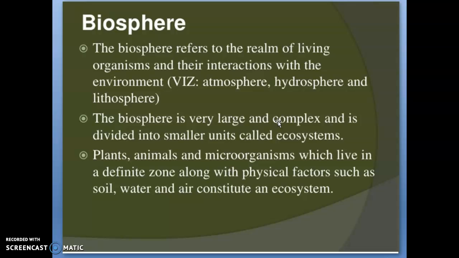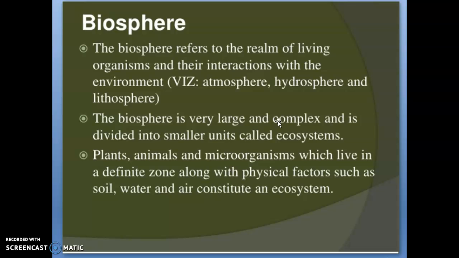Next one is the biosphere. Biosphere refers to the realm of living organisms and their interaction with the environment. What is the environment? It means the atmosphere, hydrosphere and lithosphere. Biosphere is very large and complex and is divided into smaller units called ecosystems. Ecosystem means plants, animals and microorganisms which live in a definite zone along with physical factors such as soil, water and air. These are the different segments of the environment: atmosphere, hydrosphere, lithosphere and biosphere.